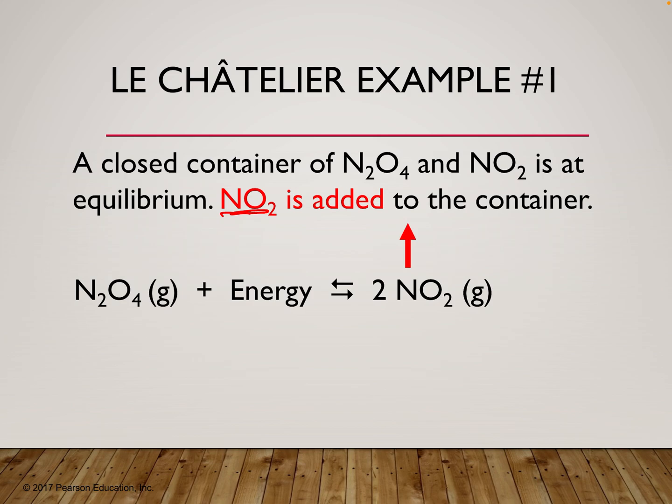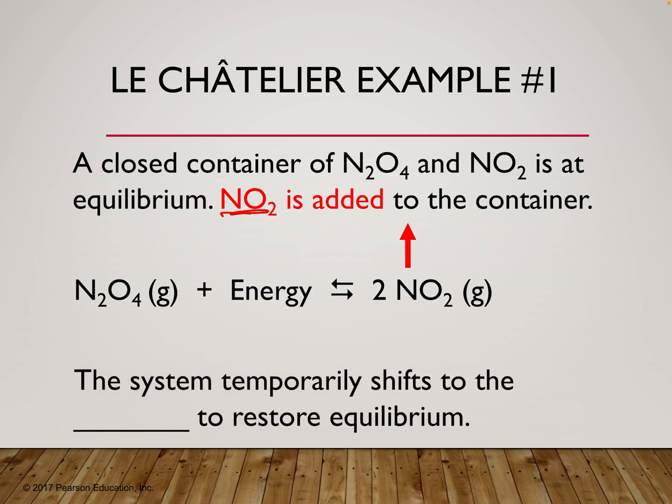And so since I have a ton more product, our equilibrium is going to shift left to temporarily restore the equilibrium. This means that because we have a ton of product, our reverse reaction will end up being much faster than our forward reaction for a while because there's such a high concentration of product. So we need to use up some of that product to make more reactants so that we can reestablish our equilibrium.